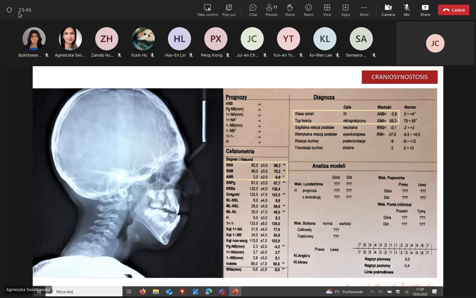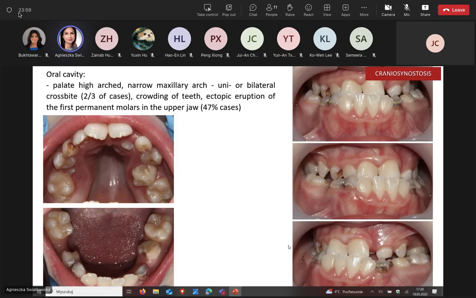SNA value is very, very small, as you see. SNB is also small. Oral cavity, palate high arched, so you can see it here. Narrow maxillary arch, and we can observe unilateral or bilateral crossbite. Very, very often crowding of the teeth. It's a normal situation if we have a narrow upper arch.